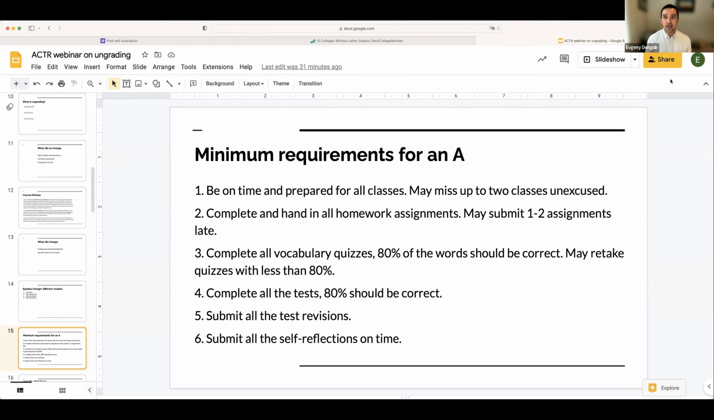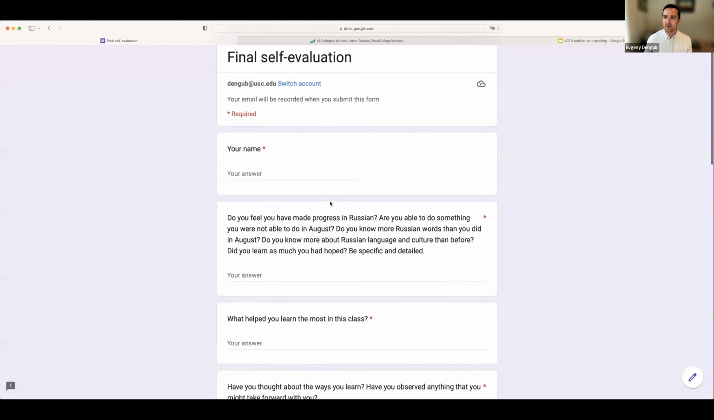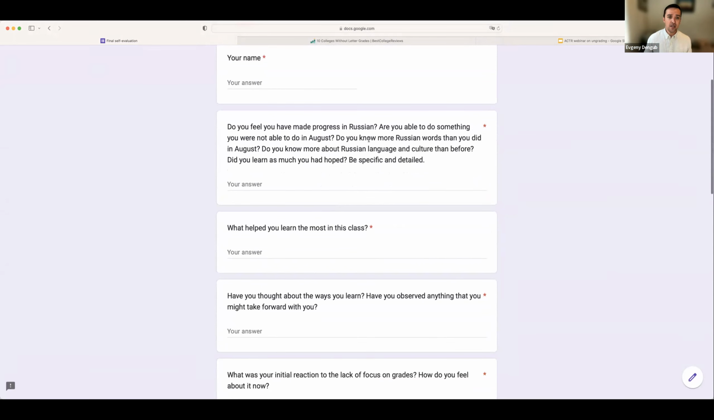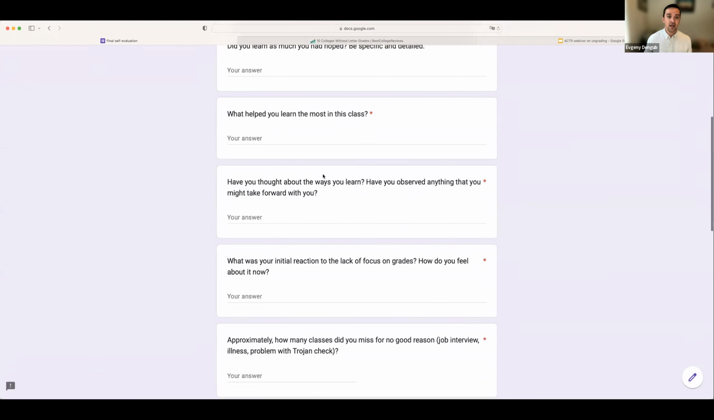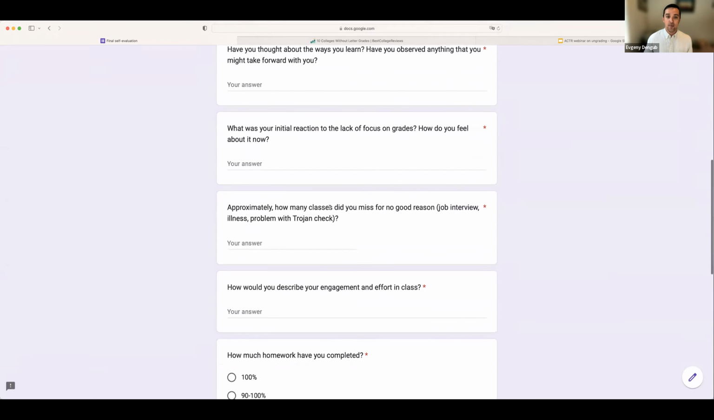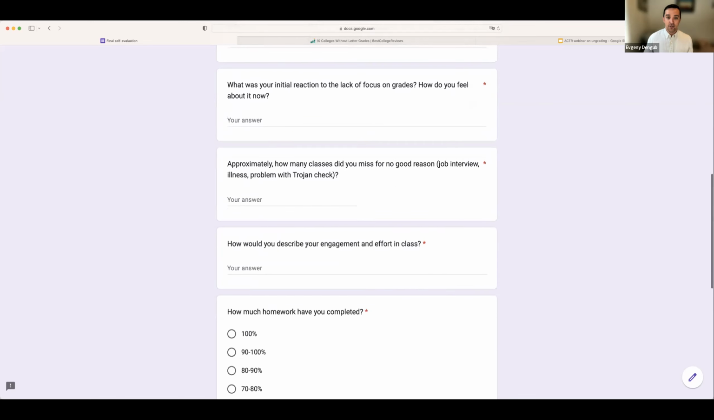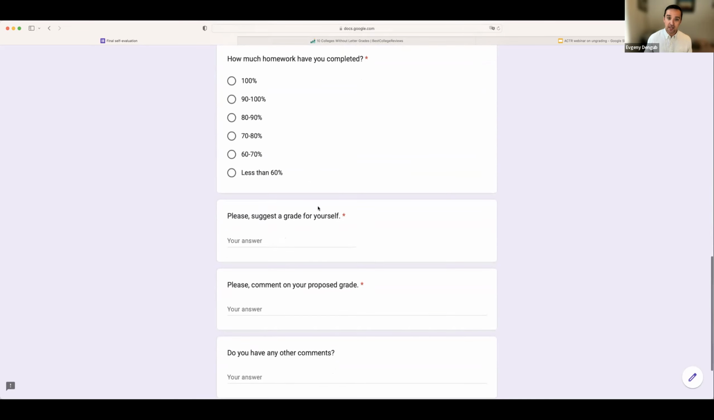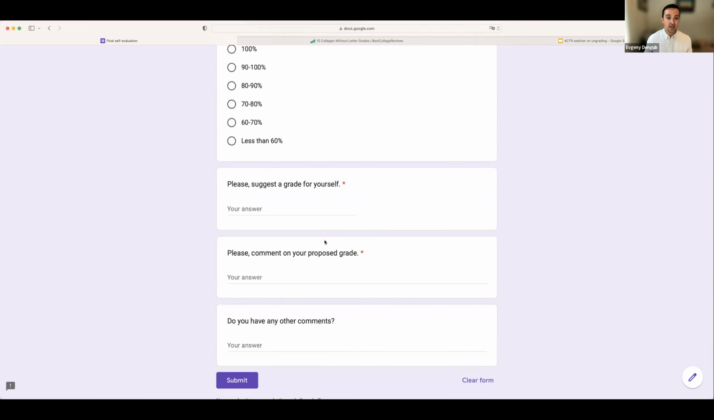And then at the end of the semester, and actually in the middle of the semester, I invite students to compare these criteria with what they do and suggest a grade. So here's an example of the final self-evaluation that I give to my students. Do you feel you've made progress in Russian? What helped you learn the most in this class? Have you thought about the ways you learn? What was your initial reaction to the lack of focus on grades? How many classes did you miss for no good reason? How would you describe your engagement and effort in class? How much homework have you completed? Please suggest a grade for yourself. Please comment on your proposed grade and any other comments.